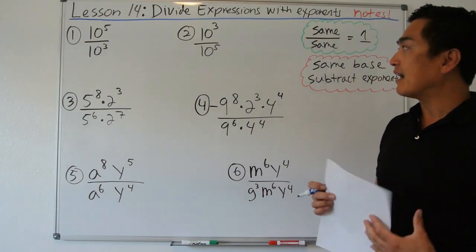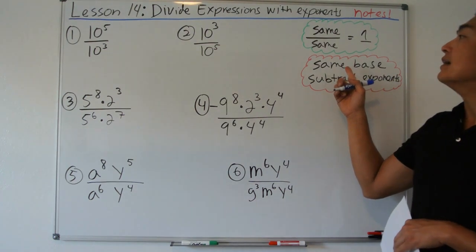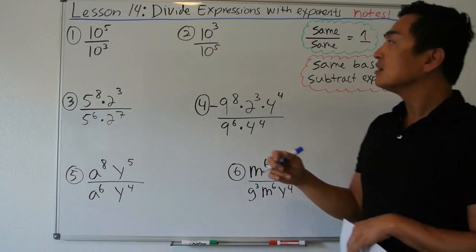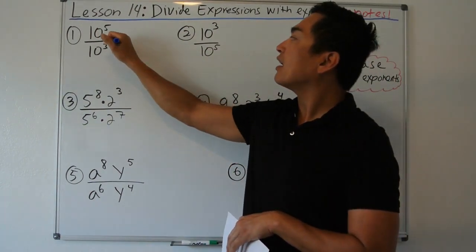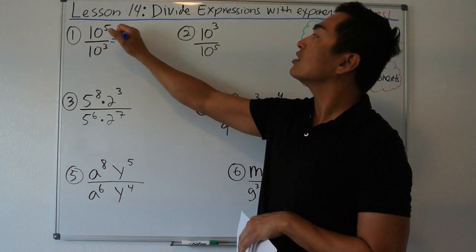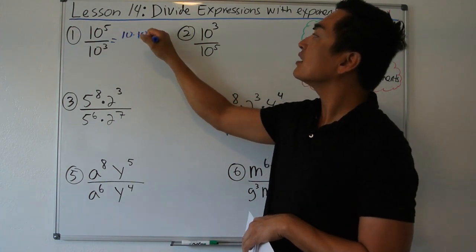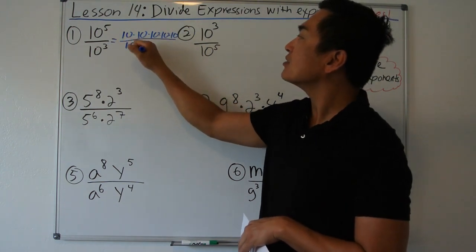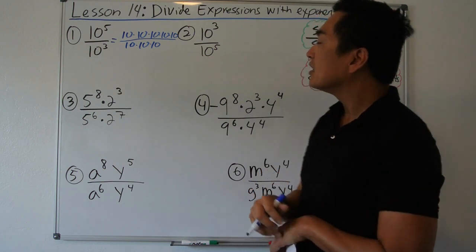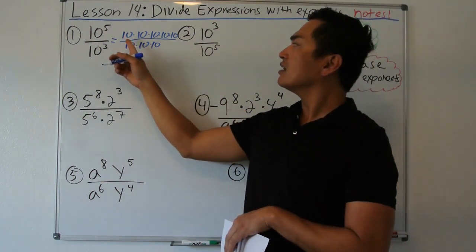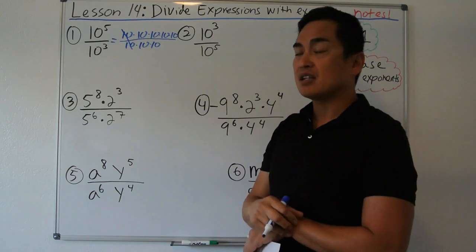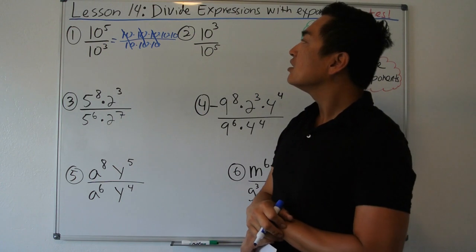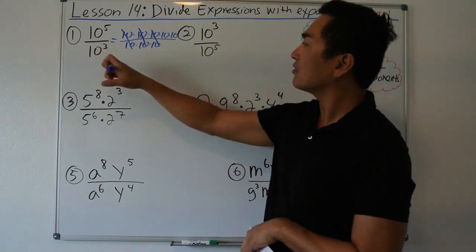Number 1, again, they have to be the same base. So I'm going to show you the longer way, and then we're going to use this method. The longer way would be 10 times 10 times 10 times 10 times 10 divided by 10 times 10 times 10. Then you go, okay, they're the same. 10 and 10 can cancel, because 10 divided by 10 is 1. That gives me 10 times 10, which is 100. So the answer is 100.